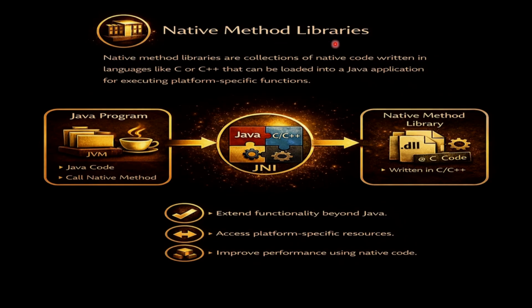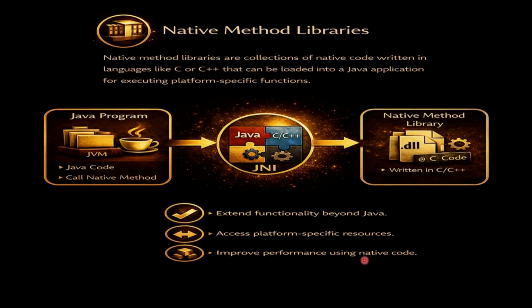Now let's see native method libraries. Native method libraries are collections of native code written in languages like C or C++ that can be loaded into Java applications for executing platform specific functions. So a Java program with the help of JNI goes to the native method library. Now let's see the features of native method library. First, it extends functionality beyond Java. What does it mean? It means Java uses native code to do extra work that Java alone cannot handle. Next, it accesses platform specific resources. What does it mean? It means Java talks to Windows, Linux or Mac operating system features using native code.